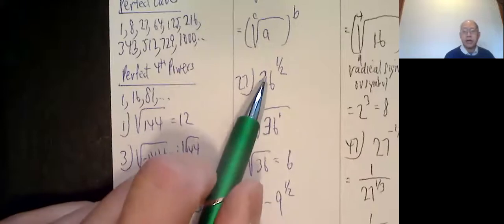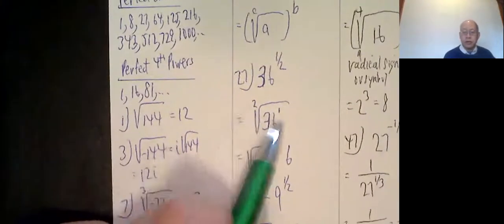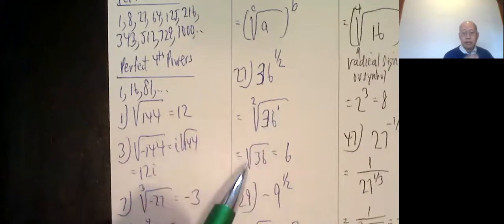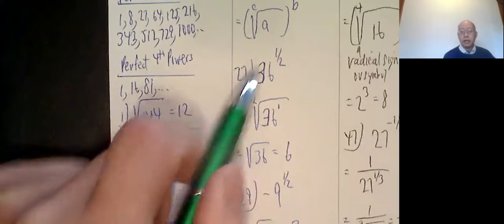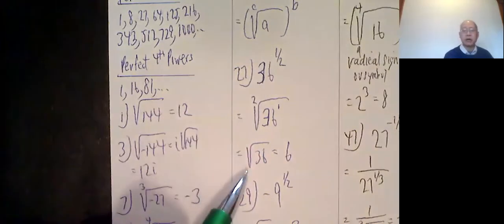Okay, 36 to the 1/2. The power is 1, the root is 2, and both of these are understood. You don't actually have to write the 2. You don't actually have to write the 1. So it means square root. Square root of 36 is 6. So when you raise something to the 1/2 power, it means the same thing as square root.